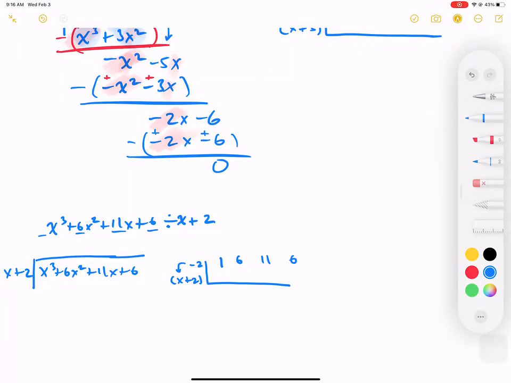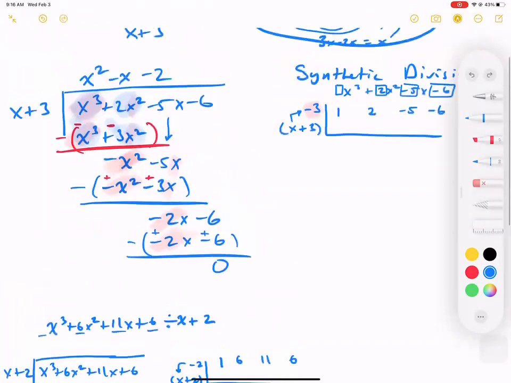Okay, again, where did I get the 1, 6, 11, and 6? I am just copying the front coefficients of my polynomial. These are where the numbers are coming from. So let's go back and double check that one more time.